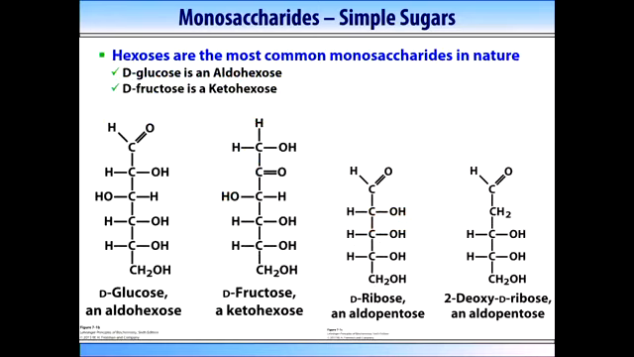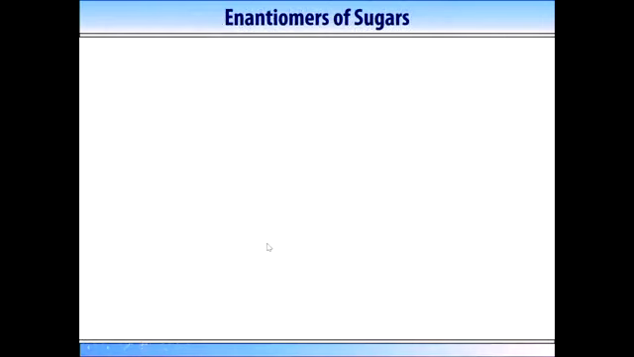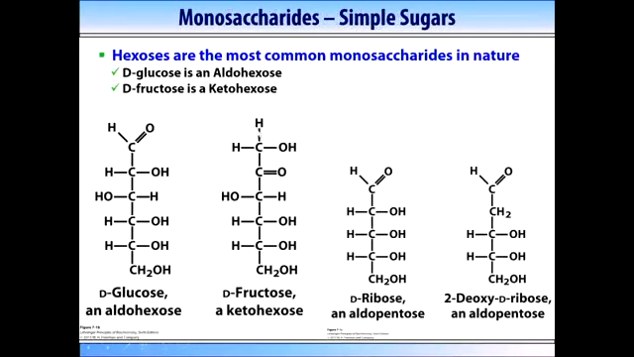Monosaccharides, or simple sugars. Hexoses, the sugars which contain six carbon atoms, are the most common monosaccharides in nature. One of the most famous would be glucose. I will explain in a second why we call it D-glucose, but because it has an aldehyde group, as you can see from this formula, and it has six carbons, it can be called an aldohexose, which refers to the position of the carbonyl group and the number of carbon atoms in the main chain of that sugar. On the other hand, fructose is a ketose, so it's a ketohexose. It still has six carbons, but the carbonyl group is not in the terminal position, it's in the second position. Also there are sugars such as ribose, which is an aldopentose. It has the aldehyde group in the terminal position and five carbon atoms. Okay.